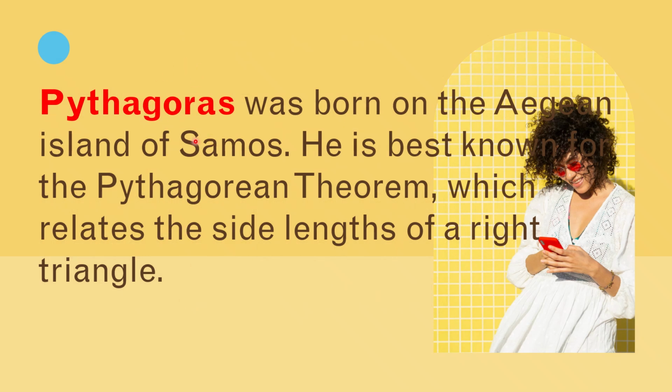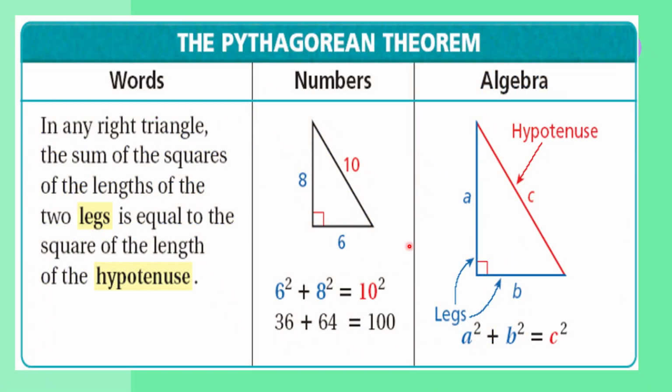Now, who is Pythagoras? Pythagoras was born on the Aegean island of Samos. He is best known for the Pythagorean theorem, which relates the side lengths of a right triangle. In words, in any right triangle, the sum of the squares of the lengths of the two legs is equal to the square of the length of the hypotenuse.